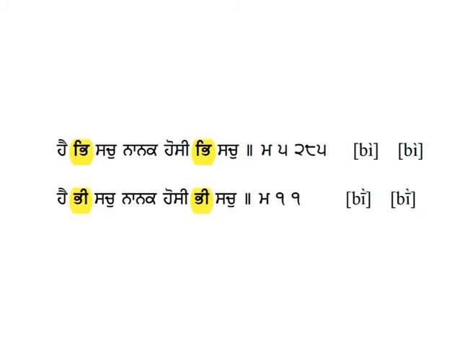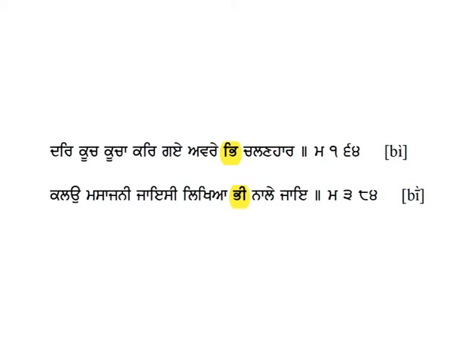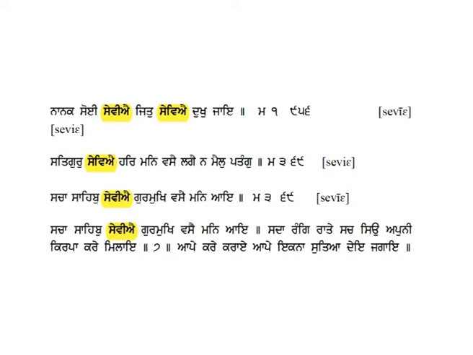And this is an example from Japji, and there are several cases where this kind of thing happens. Dar kuch kucha kar gaye aur bih chalan har. Then claw massage ni jaye si likhya bhi nare jaye. See, you have a short e and you have a long e, and this is the way it is. Now this is even more complex and more frequent, and more wrong pronunciation that we have all the time. See, you have Nanak soi seviye, sevi a jit seviye dukh jaye.